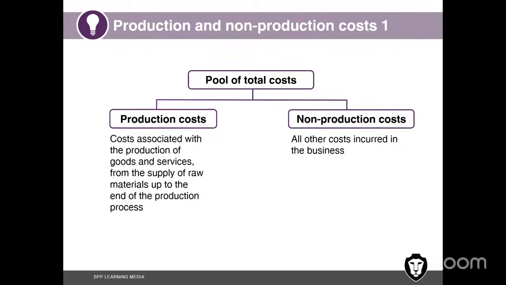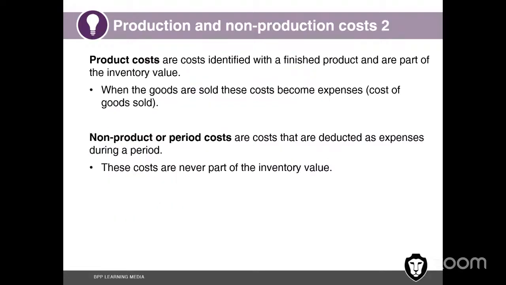Now, the pool of the total cost, as we say, you have production costs and non-production costs. The production costs you could split between your prime costs and your production overheads. Your non-production costs can be your admin overheads, your selling overheads, your distribution overheads, your finance costs. Those are all non-production costs. That doesn't really require a lot of explanation, because we just went through the whole thing about prime costs already.